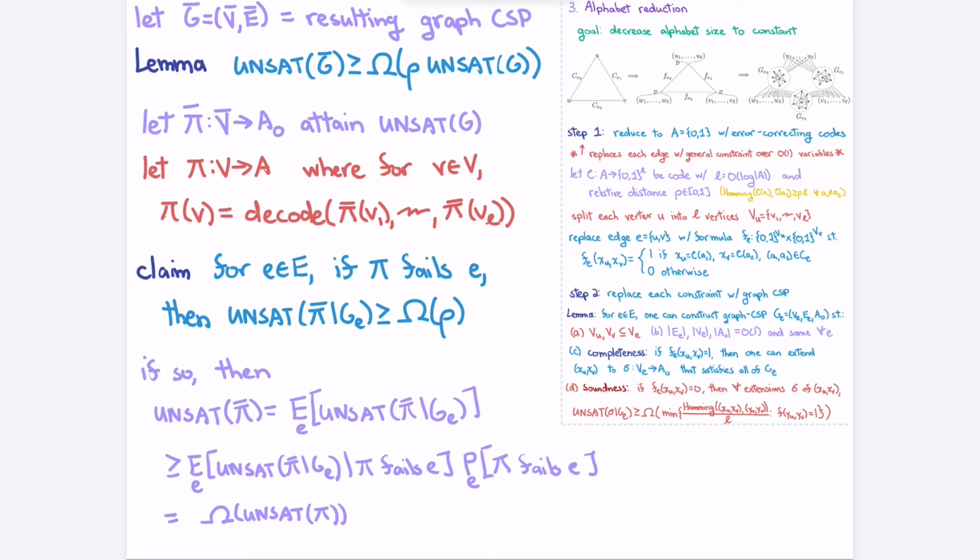So if that's true, then when you look at unsat of pi bar, I can think of that as, let me sample a random edge and see what unsat is on the auxiliary CSP problem that's created. And we can do that conditional on the probability of failing E. Now, the probability of failing E is unsat of pi, and unsat pi bar G should be rho. So I should have probably written a rho here, omega rho unsat GE.